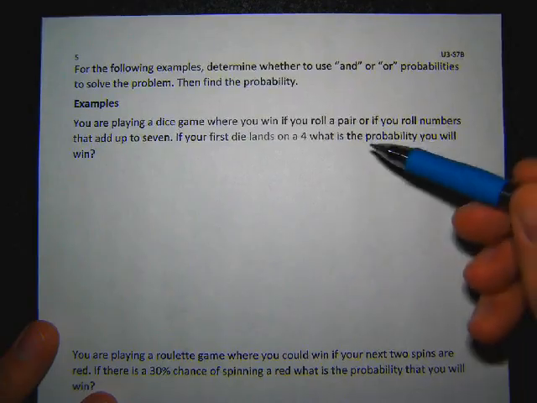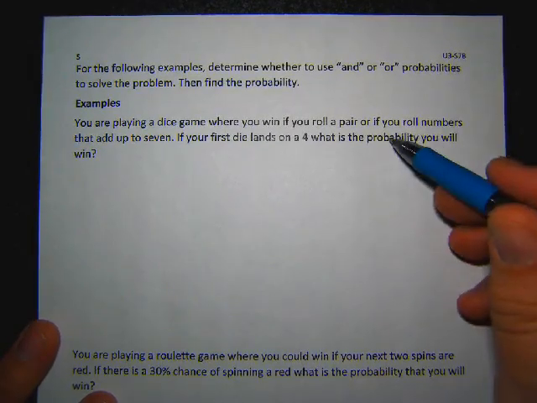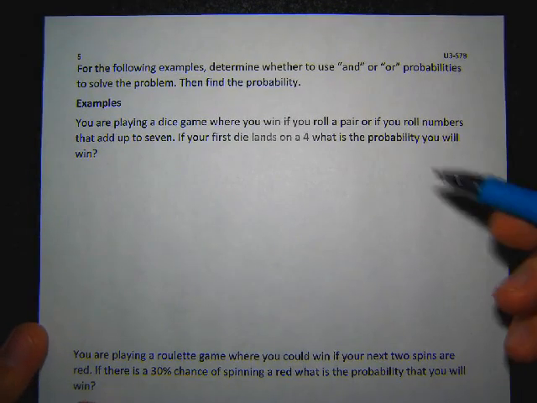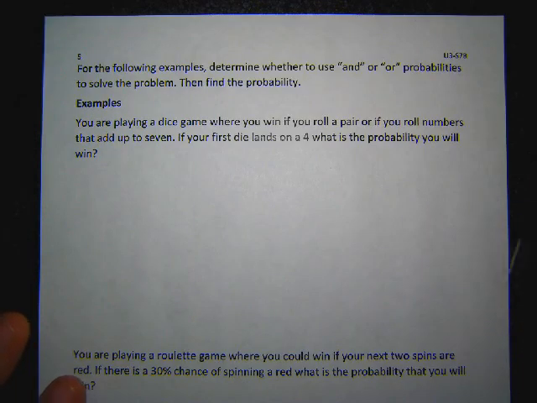So you're playing a dice game and you win if you roll a pair, or if you roll numbers that add up to 7. If your first die lands on 4, what is the probability you will win? So at first you might think, oh, doing 2 dice. So this is an AND probability. But then you look closer, you realize actually we have options here. We could roll a pair, or we can roll a 7, and either option works for us.